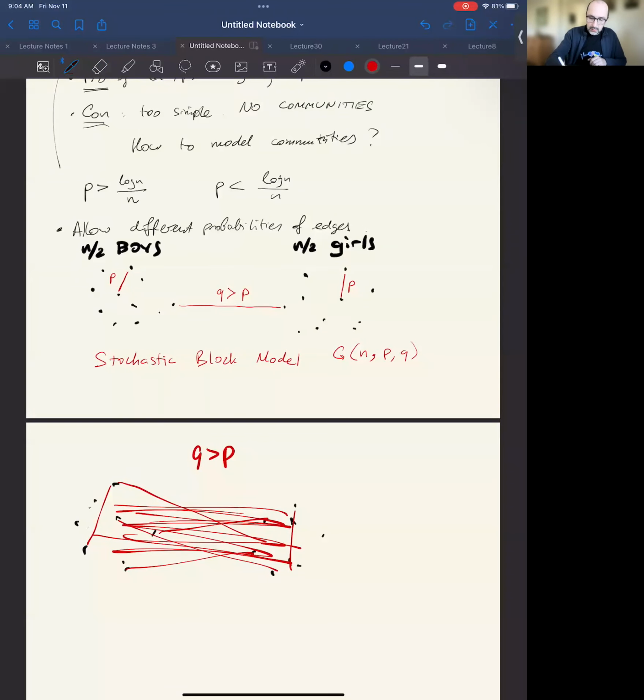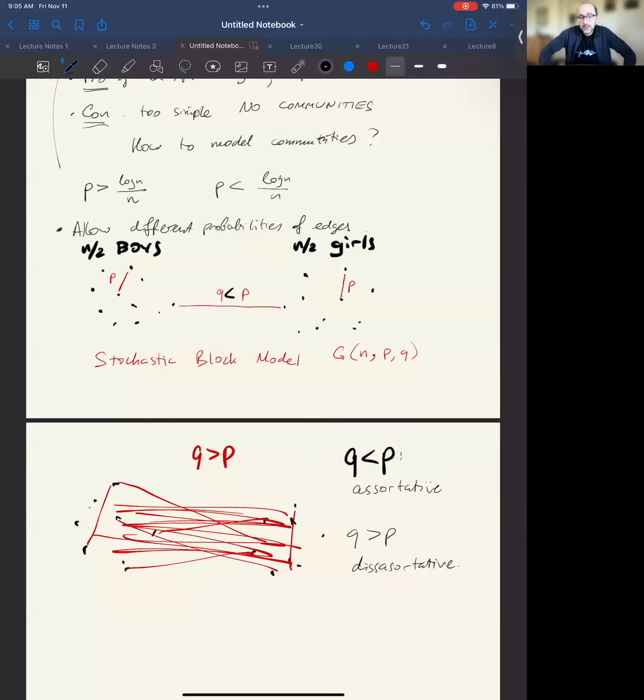So this is where Q is greater than P. Let's see where Q is less than P, where the communities are tight. I think this is called the assortative model, and Q greater than P is called disassortative, I think. So you can Google it and you will see.